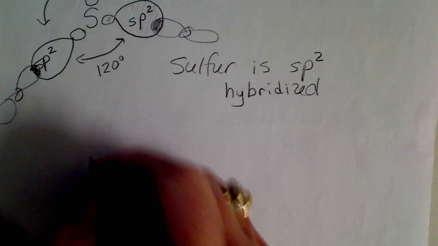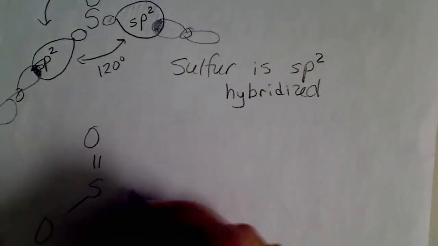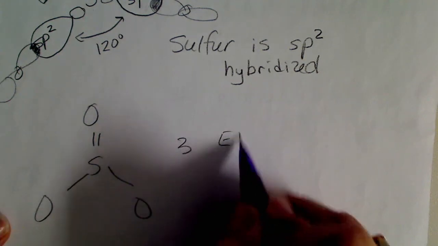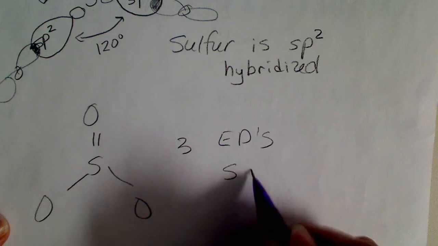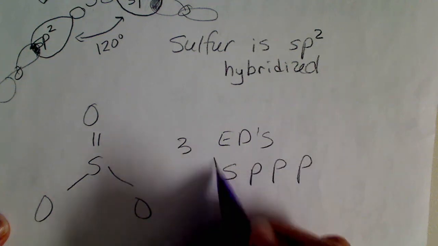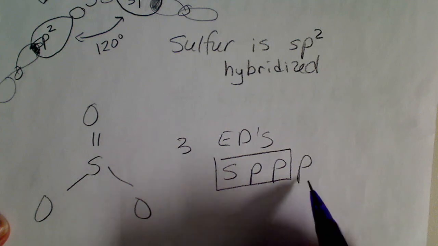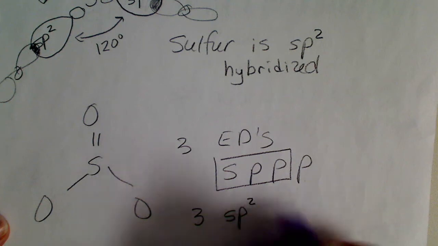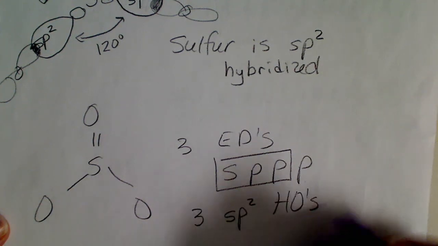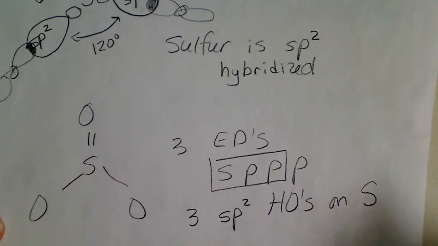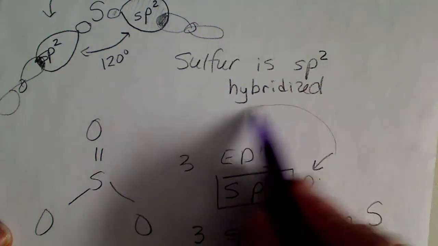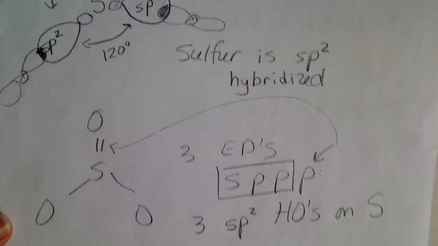We could also have 3 electron domains and a double bond. So sulfur trioxide ends up looking like that. Again, 3 electron domains, so that means we use 3 of the 4 atomic orbitals. So we again have 3 sp2 hybrid orbitals on the sulfur. And this p orbital that does not get involved in hybridization is what's going to be used later to explain that double bond.